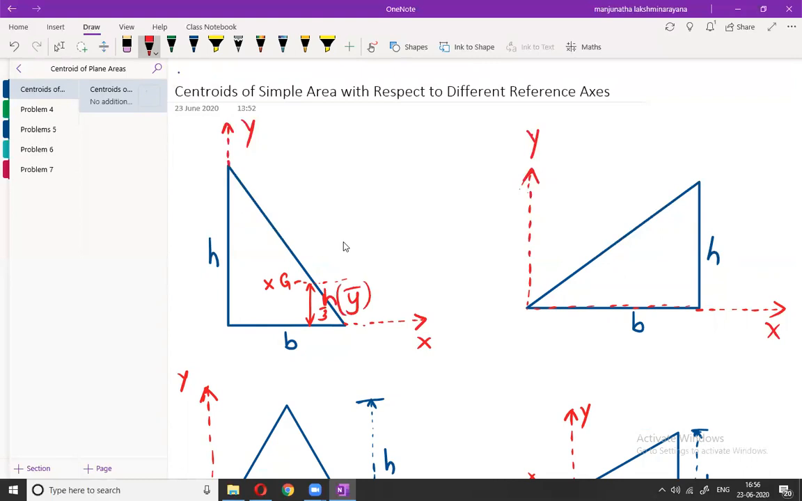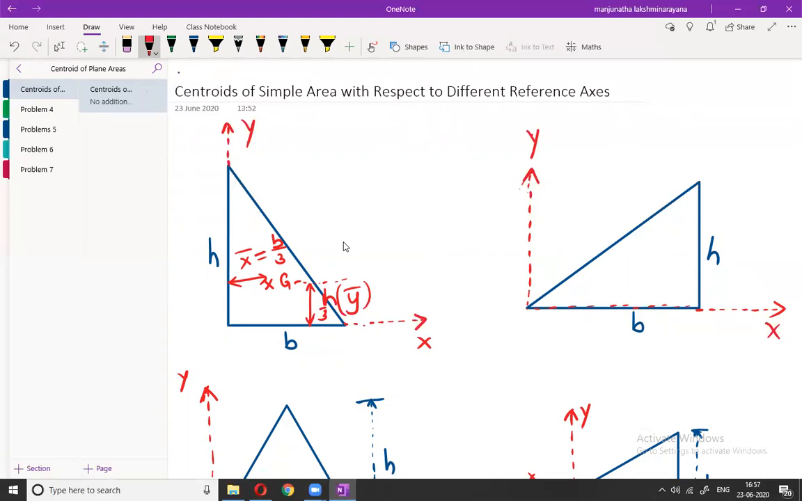Next, the distance of centroid from the y-axis is called x bar, and that will be equal to 1/3 of the base, because this will act like a base for this triangle in this direction. That's nothing but b by 3, right? So that's how we will be finding out the centroid of a right angle triangle with respect to the reference axis given in this figure.